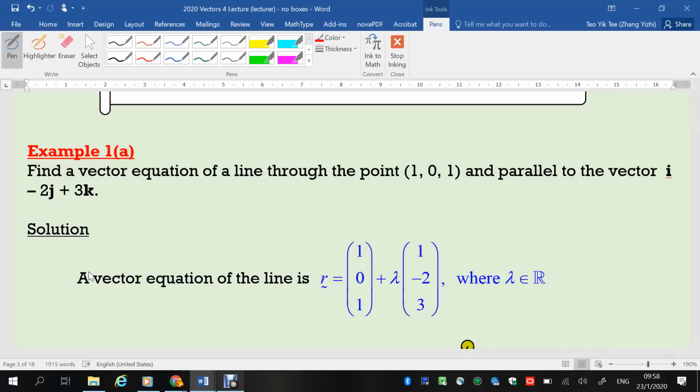Presentation wise, let me remind you again, it is absolutely necessary to have the r. Because many students in the exam will just tell me equation of the line equals. Cannot. I need equation of the line represents r equals to whatever. The r is necessary. So far so good?